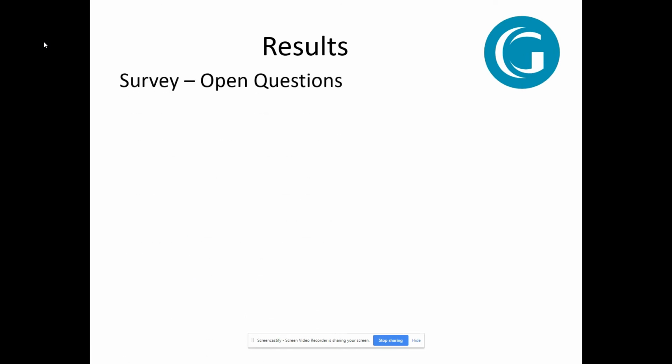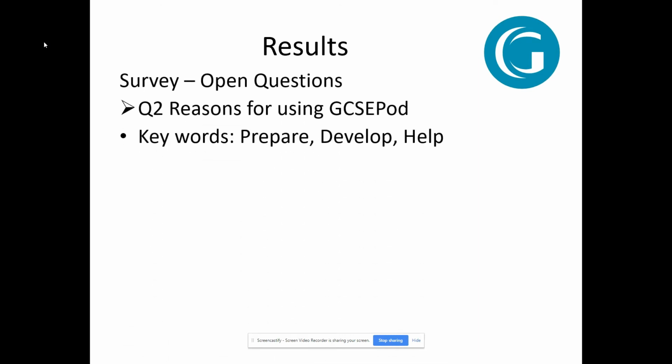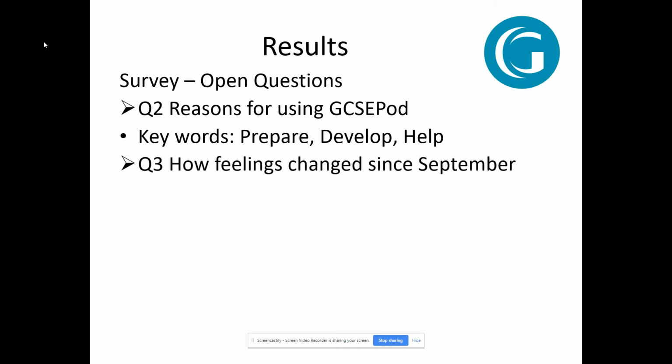Moving on to the open questions, there were 3 open questions. Question 2 looked at the reasons they were asked to complete GCSE Pod, and here the keywords that came up were to prepare them, to develop them, to help them as part of their learner journey. In question 3, when asked about how their feelings had changed towards maths since September, the keyword here was confident.